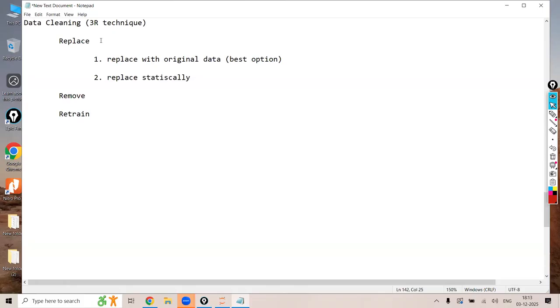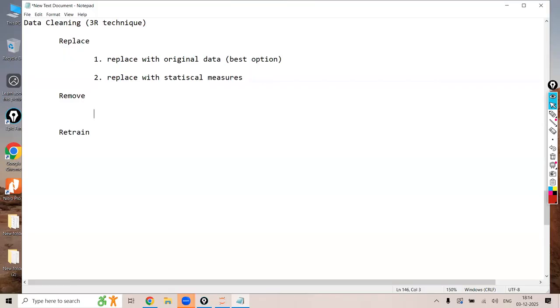When you are unable to replace with the original data, but still want to replace something, then you replace the value by using statistics. Replace with some statistical measures. Different statistical measures are available, and using them we have to replace. What the statistical measures are, I'm going to discuss in the next few minutes. Next option is remove.